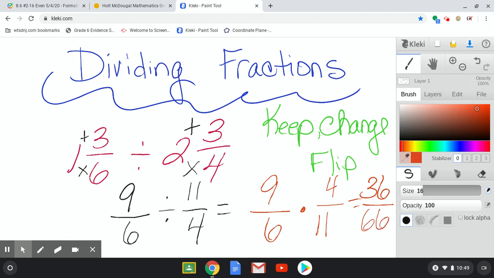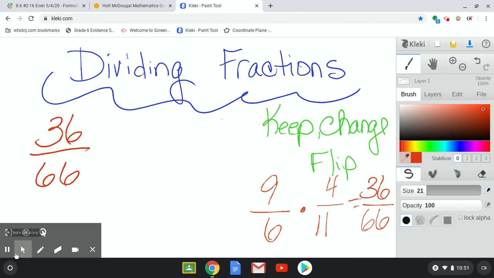Now you have to remember your answer always needs to be in simplest form. So I need to simplify this down. Okay, so this is where we can use our divisibility rules to help us figure out how we can simplify 36 over 66 down. So the two rule is they would have to be even, which they are, so I can use the two rule and cut both of these in half.